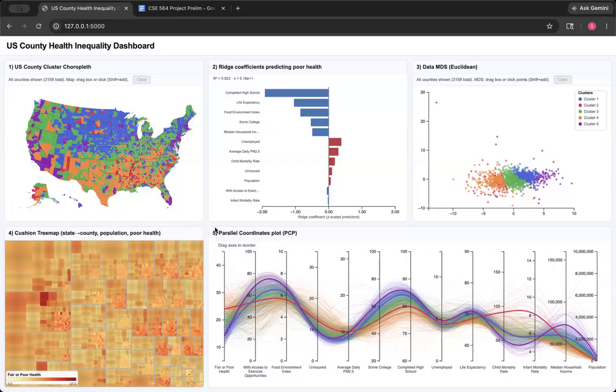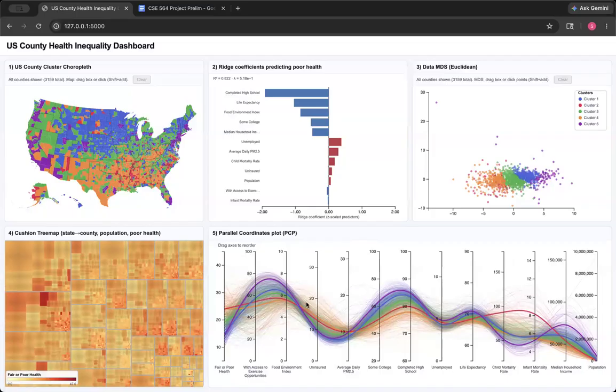And then we have the parallel coordinates plot, which plots the multivariate visualization of all numerical variables in this dataset. Because the categorical variables here are the state and county, which do not have much importance in this plot.